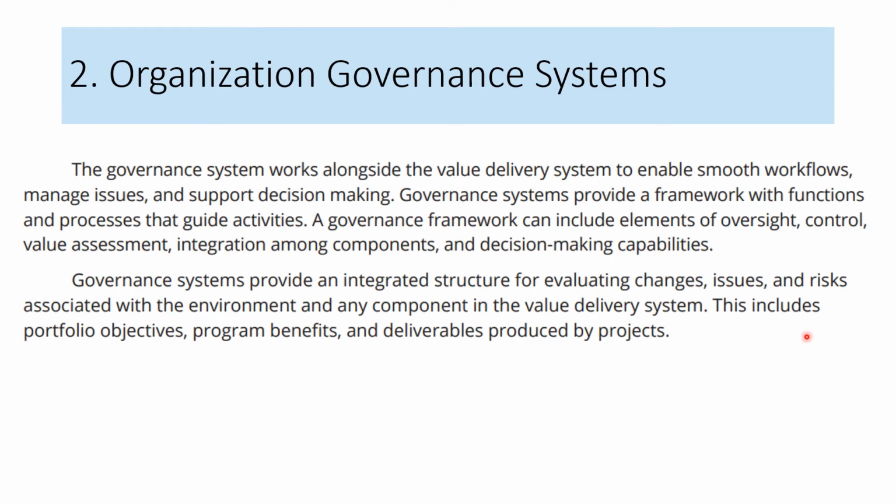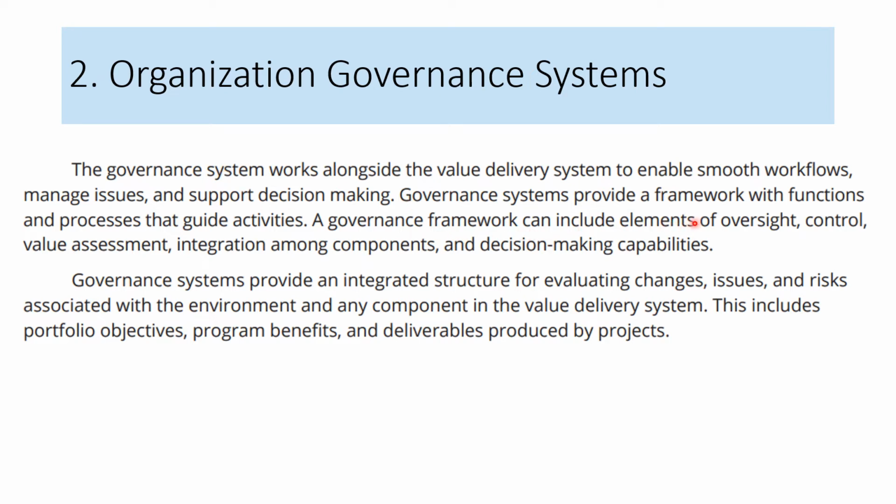The second element of value delivery system is organization governance system, right? Project management office or program management office is one of the examples of organization governance system. Some companies have PMO as part of their governance system. Some companies have their own program management way of governing within the program itself. The governance system works along with value delivery system. What does it enable? Smooth workflows, manage issues, and critically support decision making.